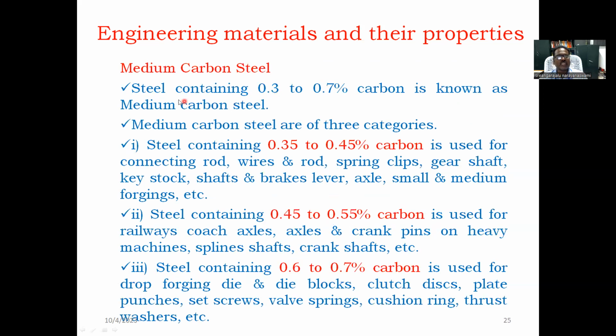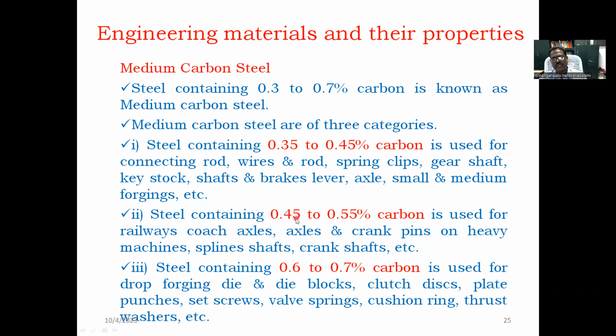Medium carbon steel. Steel containing 0.3% to 0.7% of carbon is known as medium carbon steel. Medium carbon steel is of three categories. Steel containing 0.3% to 0.45% of carbon is used for connecting rods, wires and rods, spring clips, gear shafts, key stock, shafts, brakes, levers, axles, small and medium forgings, etc.